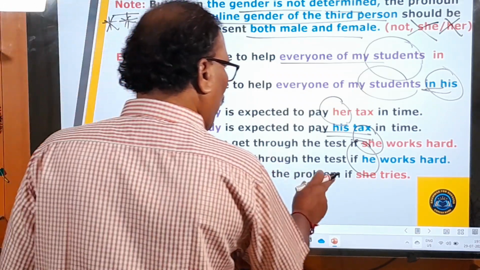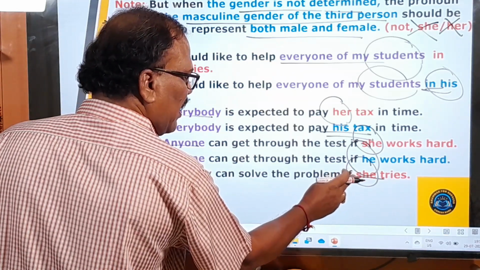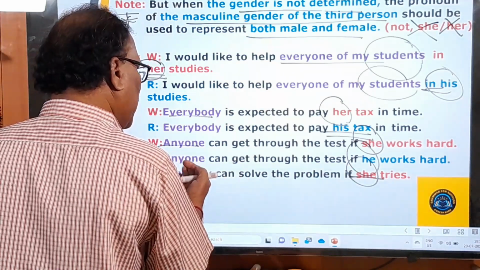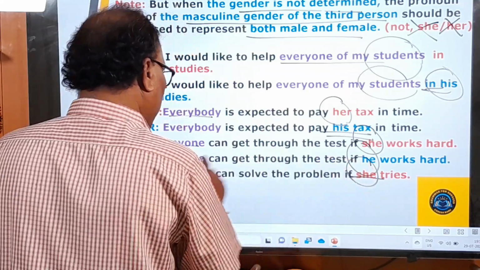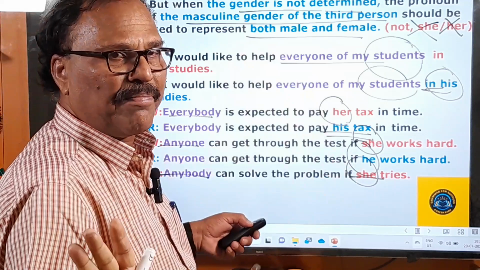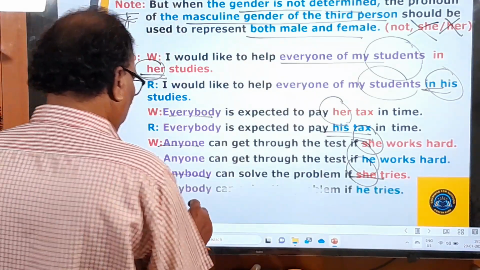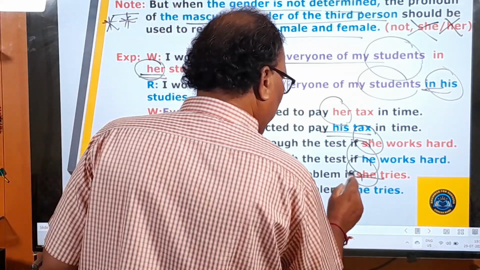Anybody can solve the problem if she tries. After anybody, she is used here. Though you don't know the sex of this anybody, you are using she. So when you don't know the sex of this person, you must use only he or his. That's all. Okay, he or his, not she or her. That's important. Anybody can solve the problem if he tries.